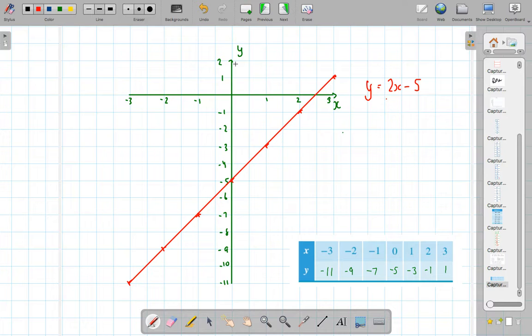I set up my axes. Notice you have to label the y-axis and label the x-axis. And then you can plot your points. X is the horizontal coordinate, y is the vertical coordinate. So -3, -11 means -3 on the x-axis, -11 on the y-axis. If you've done it properly, it should generate a linear equation. Linear means a straight line equation, straight line graph. Okay, so y equals 2x minus 5, there's our line. Okay, there's an introduction to linear equations and the graphing of them.